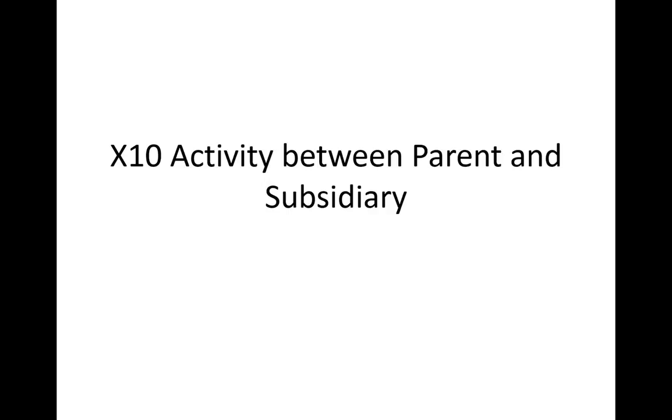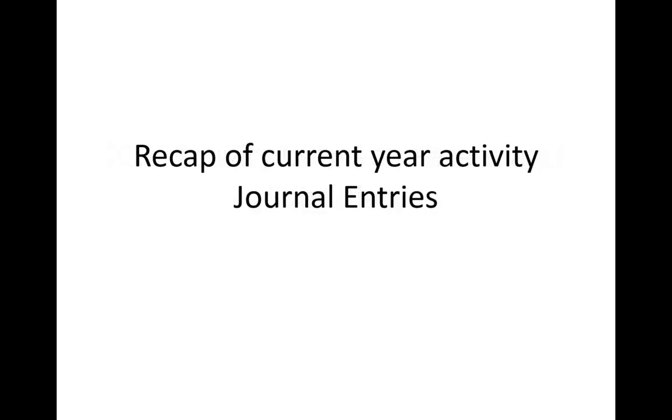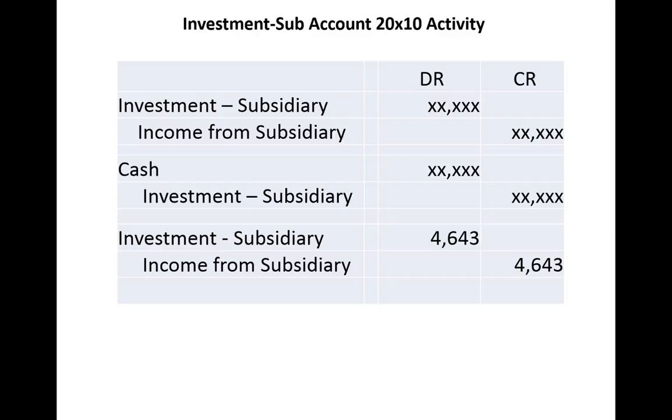In X10, the current year activity or the equity method entries would look like the following. It doesn't necessarily matter that we've got the net income or the dividends, but the point here is that we're going to continue to make the entry for the excess depreciation until the asset is sold. So for the next couple of years, we'll debit investment, credit income from subsidiary for the excess amount.